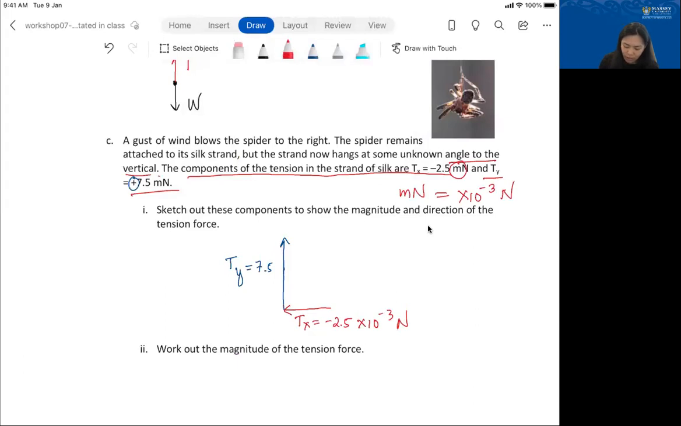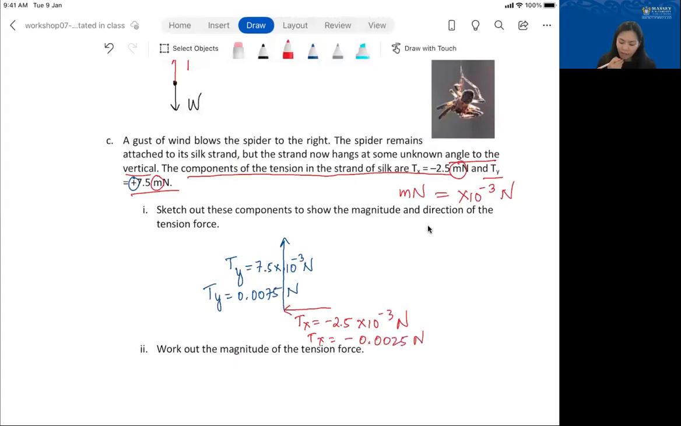Yeah, don't forget to include that milli. So also the y component should be times 10 to the minus 3 newtons to account for the milli newtons there. So it means Ty is 0.0075 newtons and Tx is negative 0.0025 newtons.